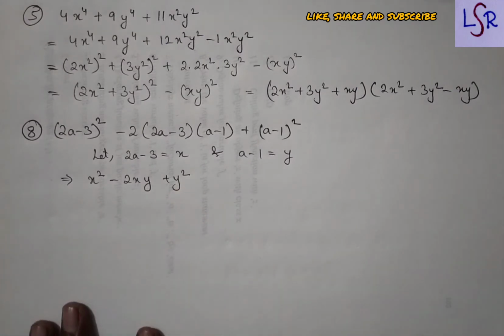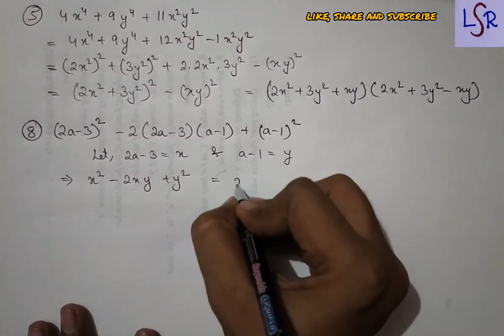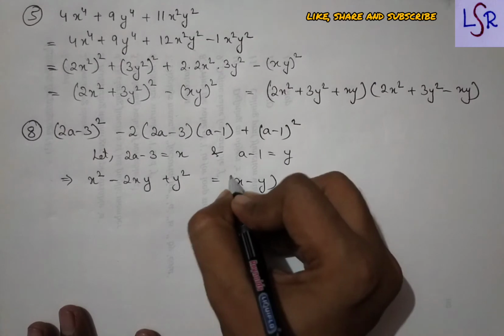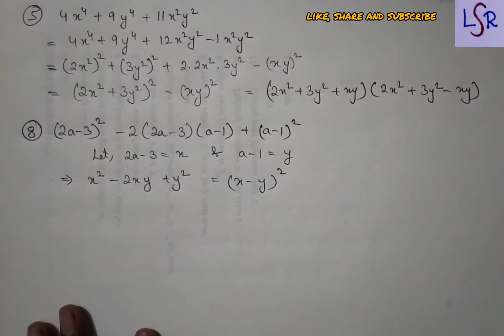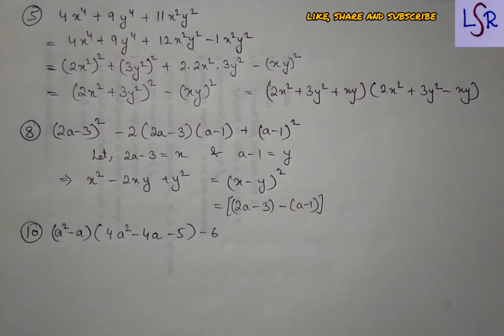That is the expansion of x minus y to the whole square. Now we are going to place the values of x and y. Now let's see question number 10.